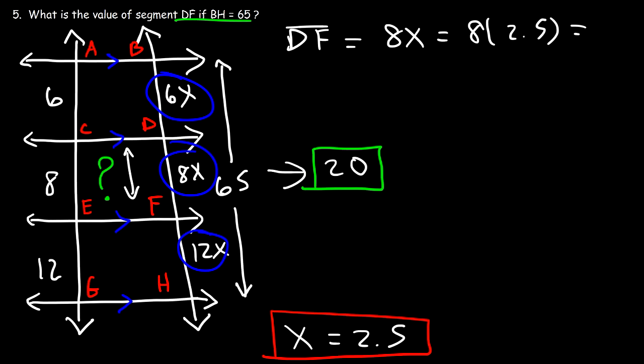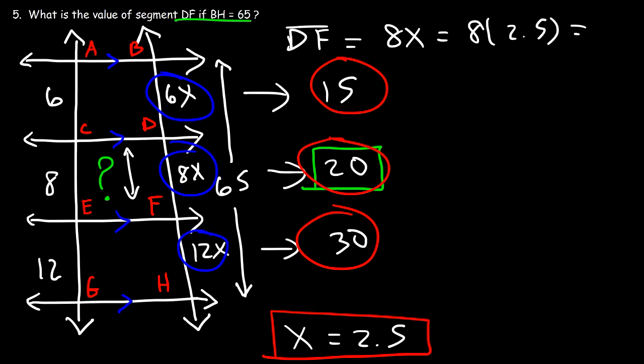Now, if we wish to calculate BD, it's going to be 6 times 2.5, which is 15. And FH is 12 times 2.5, which is 30. So notice that these three values add up to 65. 30 plus 20 is 50. 50 plus 15 is 65. But this is the answer that we're looking for.